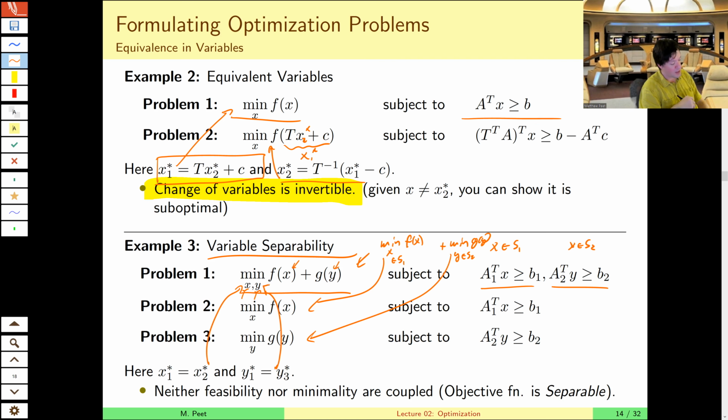This works only, of course, if the objective function is separable and the constraints are also separable. So if neither feasibility nor optimality are coupled in any way. So this only works if these are not coupled. So two real tricks: changes of variables and separability.